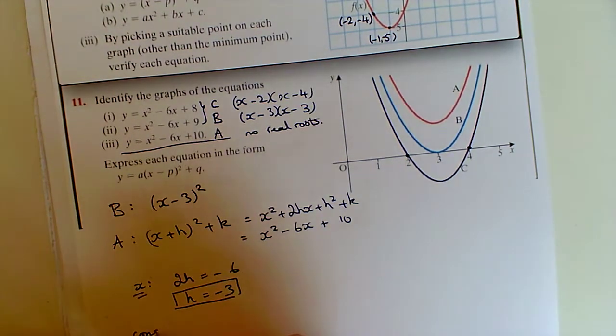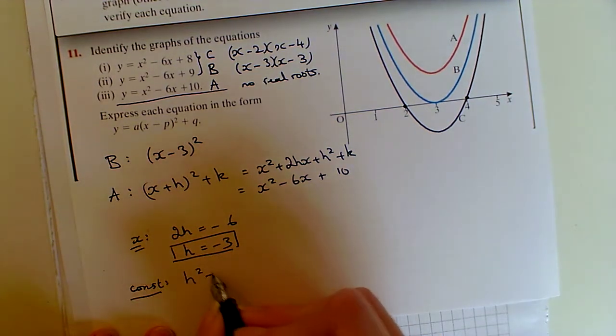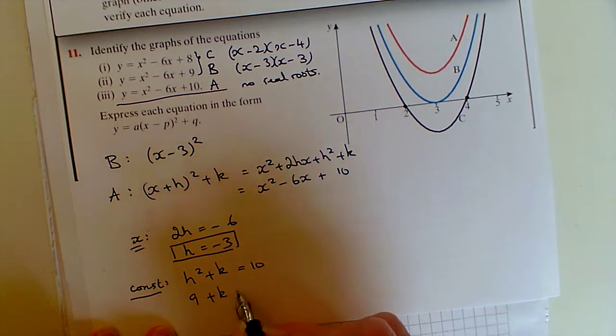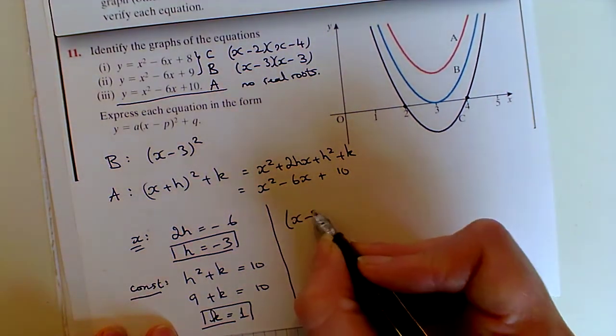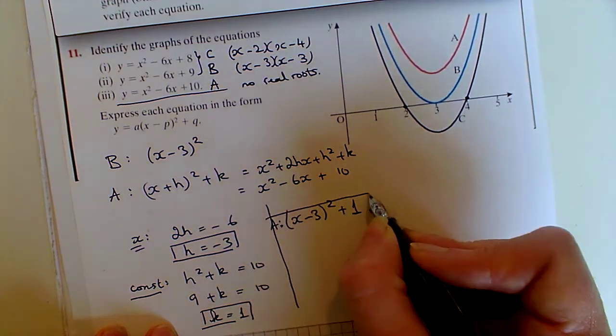And my constant term gives me that h squared plus k is equal to 10. So h squared is 9, plus k is equal to 10, and k is equal to 1, which means that A can be written as (x minus 3) squared plus 1. So A can be written like that.